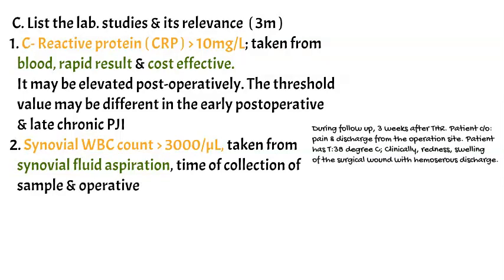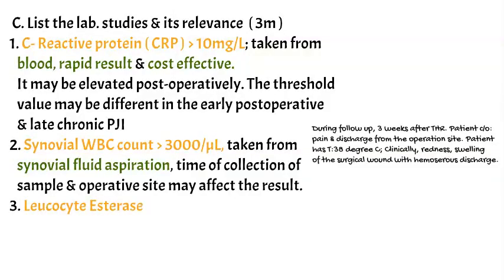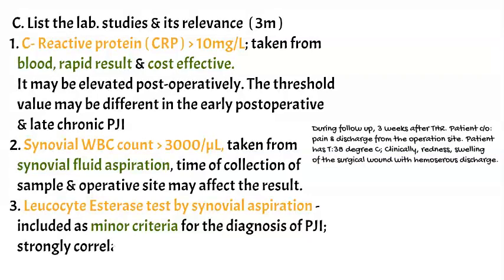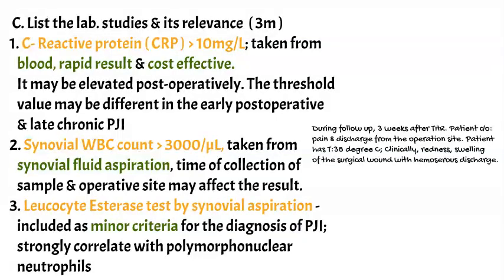Number 2, synovial white blood cell count more than 3000 per microliter taken from synovial fluid aspiration. The time of collection of the sample and operative site may affect the result. Number 3, leukocyte esterase test. Leukocyte esterase test by synovial aspiration is included as a minor criterion for the diagnosis of prosthetic joint infection. It strongly correlates with the polymorphonuclear neutrophils.